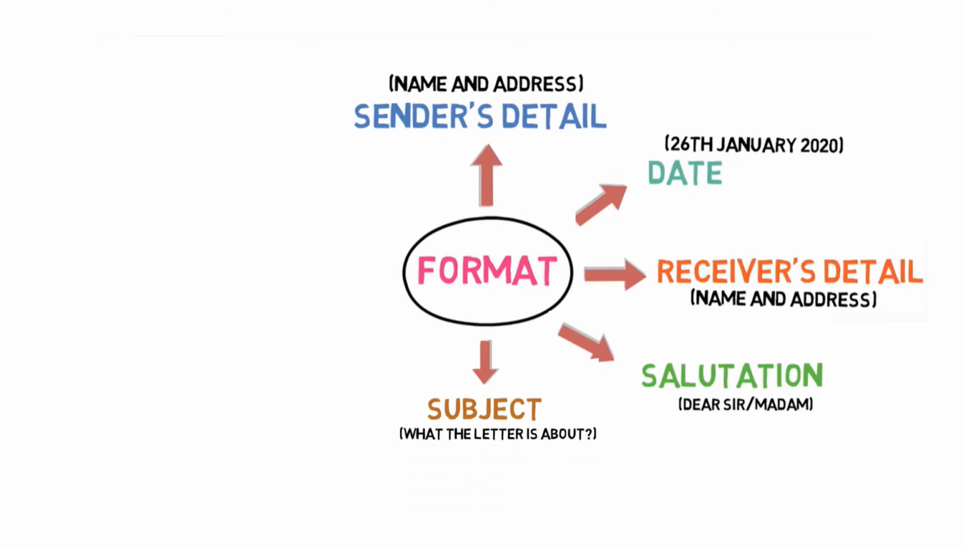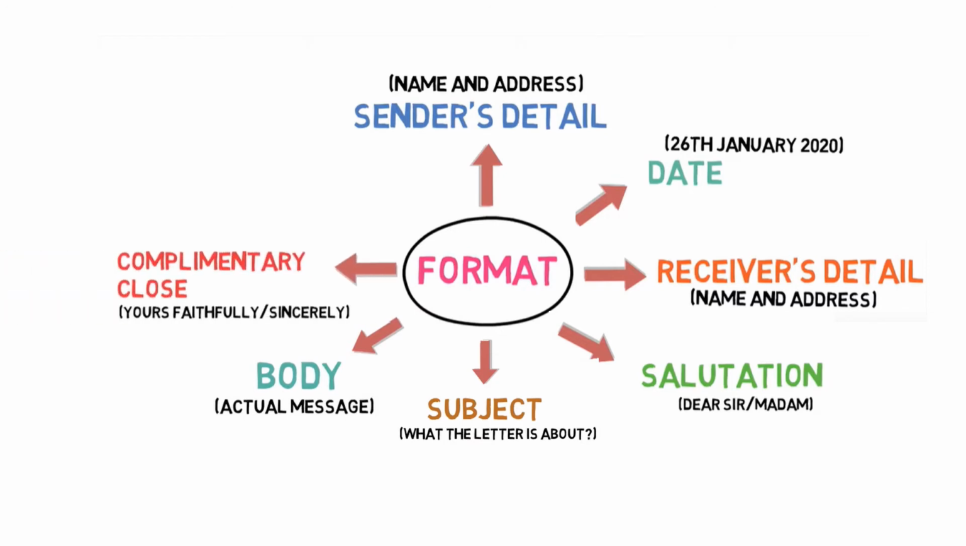Then number 5 comes subject. It is used so that the reader immediately knows what the letter is about. Then number 6 is body. The body of the letter contains the actual message. Number 7 is complimentary close. It is a way to end the letter. It basically means goodbye in general tones.